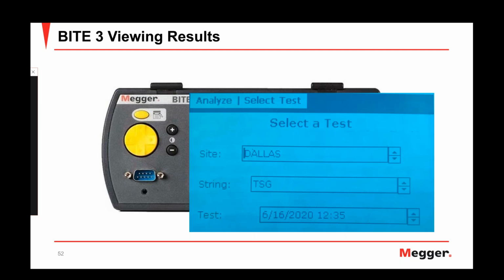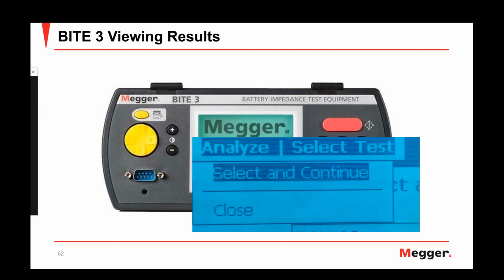That's going to bring up this prompt that we see here, and it's going to ask you to select your site, string, and the date of the test that you want to analyze. So go ahead and find those options, and whenever you're configured with that, go ahead and press the Enter button. After you press the Enter button, it's going to bring up this prompt, and to select and continue those settings, press the Enter button.